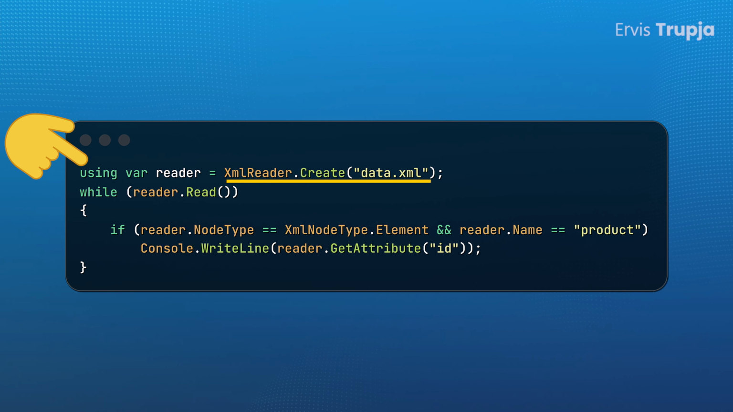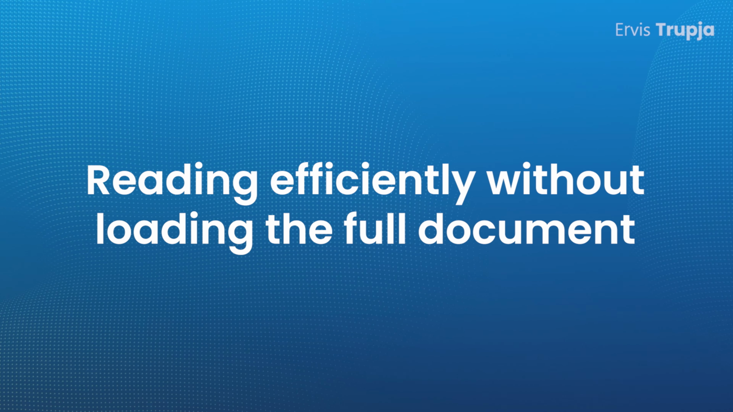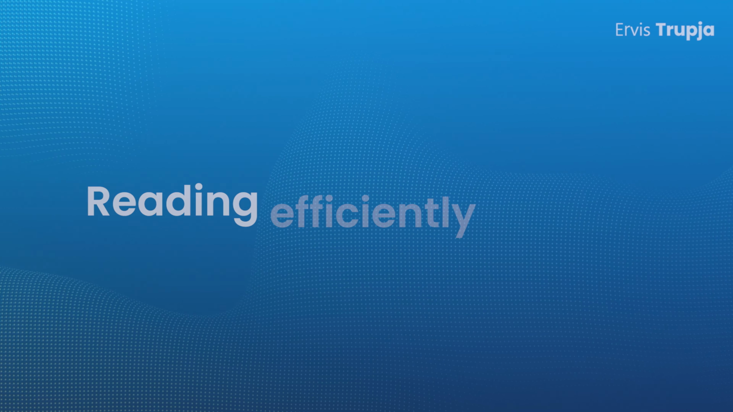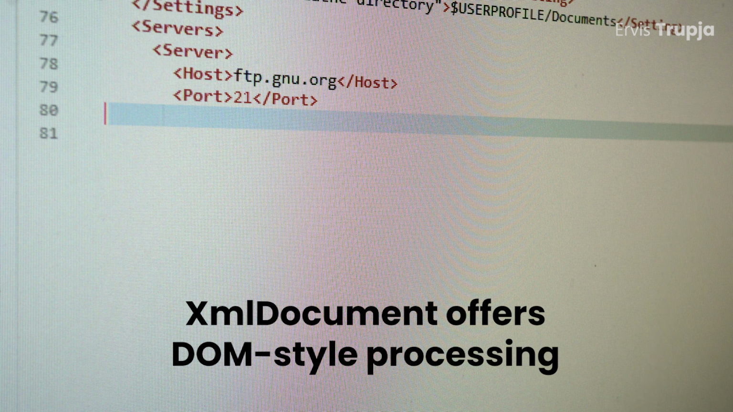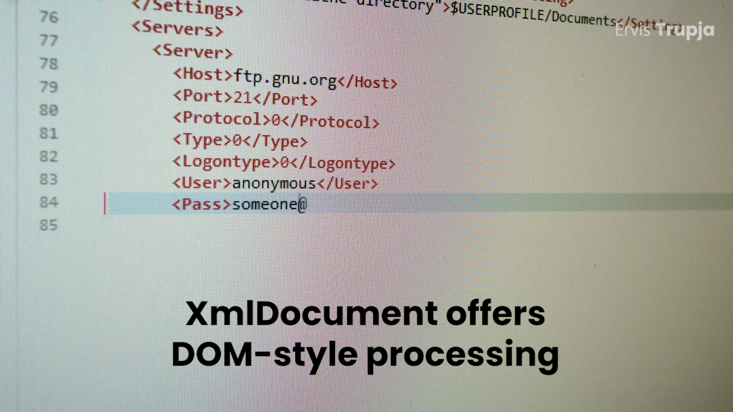XmlReader and XmlWriter provide streaming for large files, reading efficiently without loading the full document. XmlDocument offers DOM-style processing for legacy code requiring mutable XML trees.